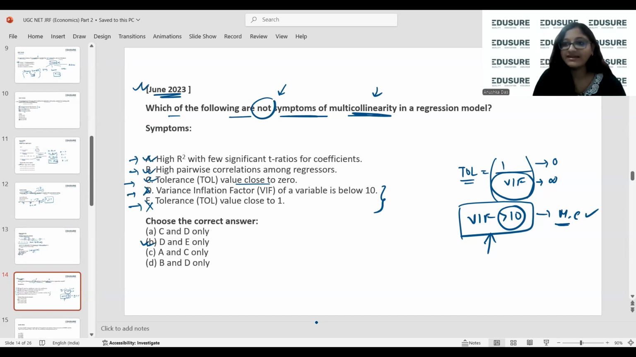So please read the question carefully. Don't make the mistake that I did. So not the symptoms means D and E, they are not the symptoms. Rest of the things clearly indicate presence of multicollinearity in your model, right?